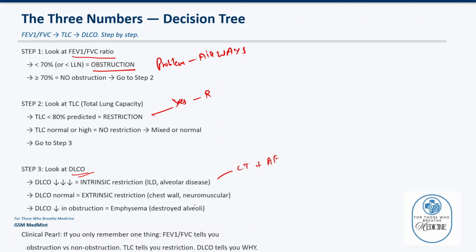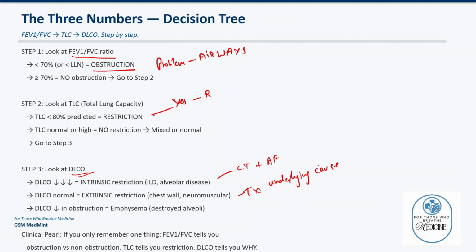If the DLCO is normal, then it is extrinsic restriction: the chest wall, neuromuscular disease, obesity. Treat the underlying cause here. We need to treat the underlying cause. Physical therapy, weight loss, neurology referral we can do in this situation.